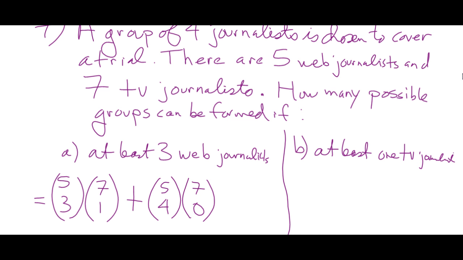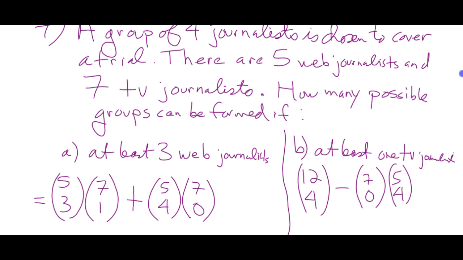Now, I don't want to work out the 1, or 2, or 3, or 4. Instead, what are we going to work out? How many journalists do we have in total? So there are 12 choose 4 ways of choosing all of these journalists. What don't we want? We don't want 0 TV journalists. So if we take all the possibilities and take away from that all the possibilities where there are none of them, what's left? There's 1 of them, or 2, or 3, or 4.